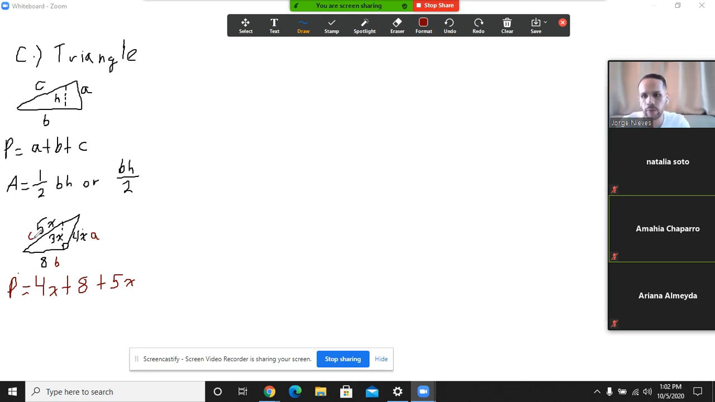And we're gonna apply what we have to do. So who can tell me what are the like terms of this problem? There are two like terms. So we're gonna start adding those terms. So it's going to be 9x, okay? And then we just drop the 8 and we're done. We got the perimeter of this triangle. We can do nothing else because we don't have any more like terms.